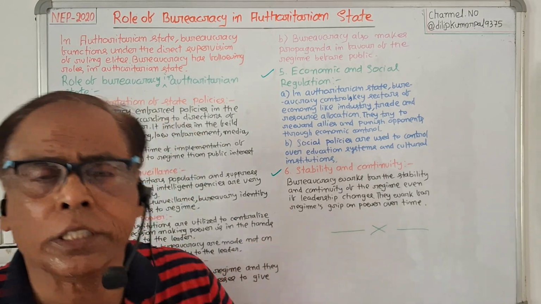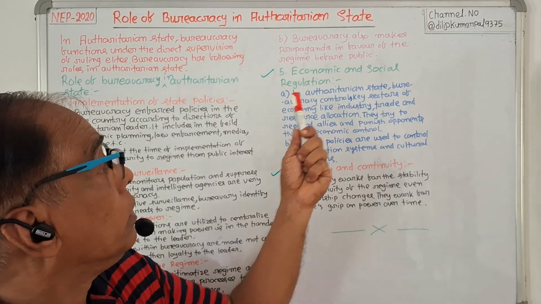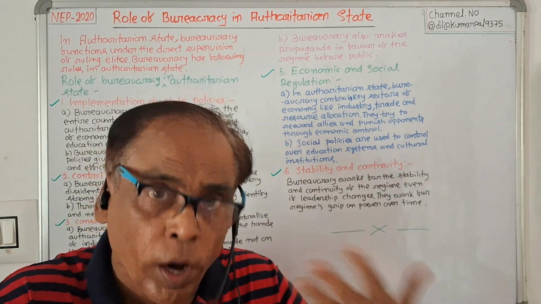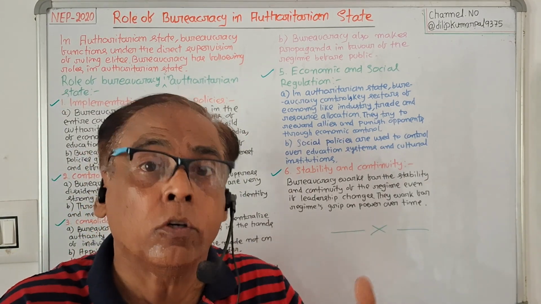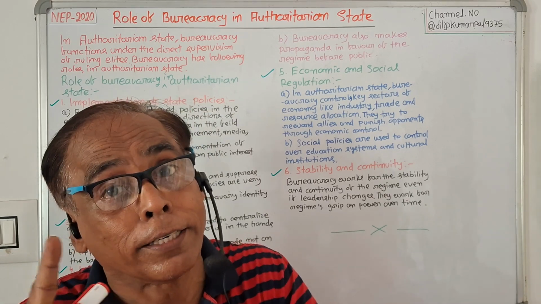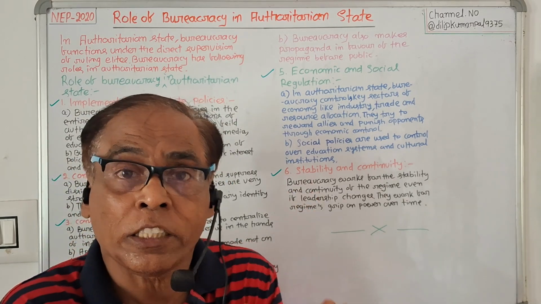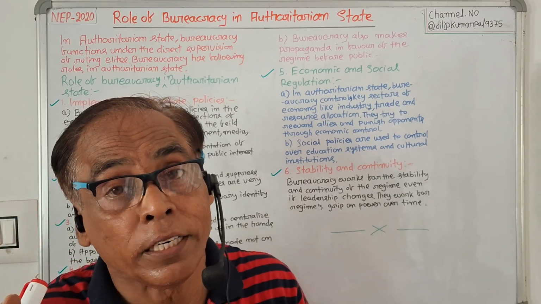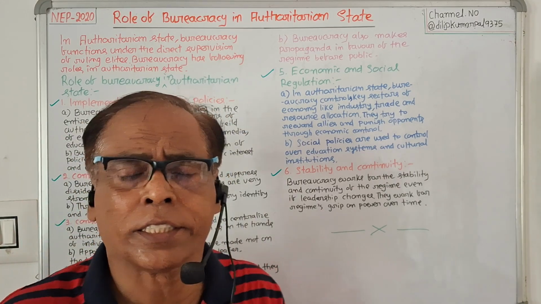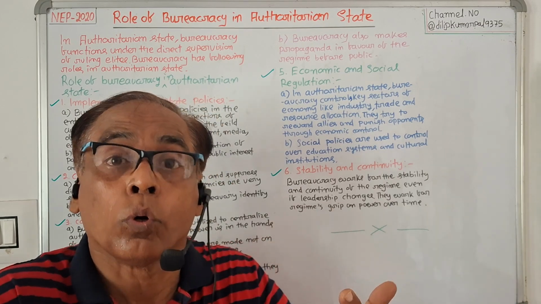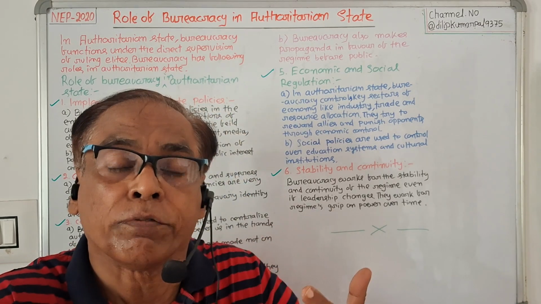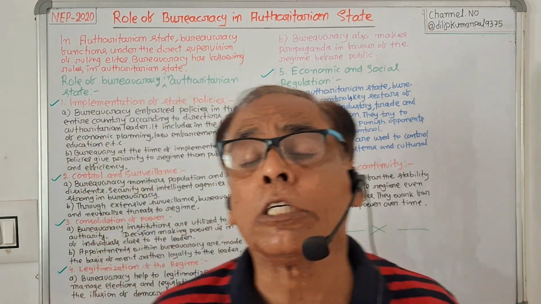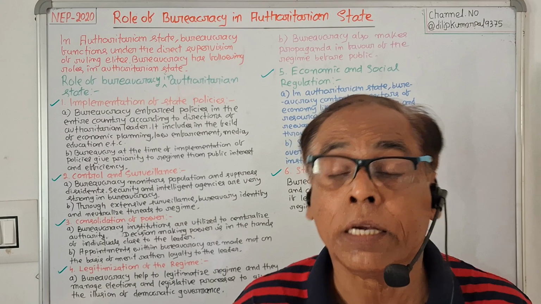Under stability and continuity, bureaucracy always works for the stability and continuity of the regime, even if the leadership changes. It always wants regime's control over power, or regime's grip over power over time. So in this video we discussed 6 important functions of bureaucracy in authoritarian state.